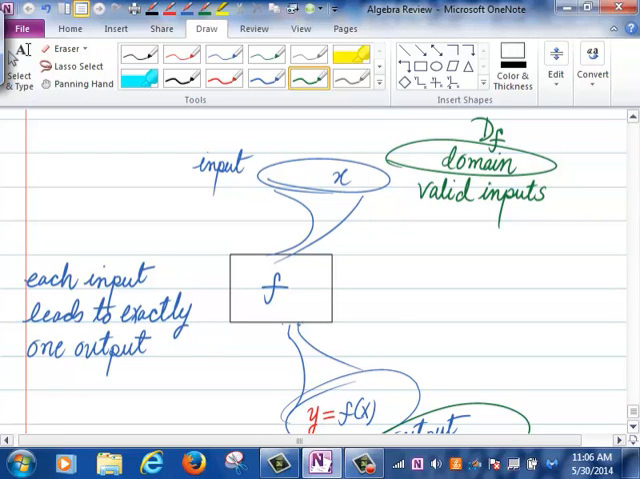Domain. So again, think of a function as an input-output relationship. Each input leads to exactly one output, okay? One input cannot give you two different outputs, okay? And so there is a collection of valid inputs, and that's called the domain of f. It's going to depend on each function, what the function is.